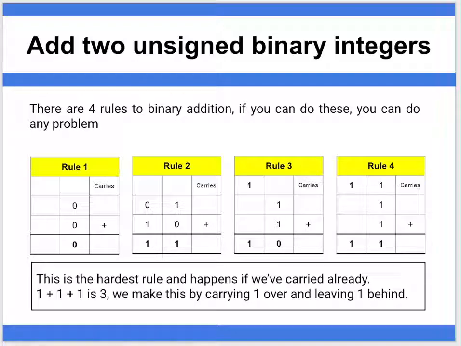So rule number one, if you have a 0 and a 0, then you have a 0. If you have a 1 and a 0, or you have a 0 and a 1, then you have a 1. And if you have a 1 and a 1, then you have a 0 carry 1. And if you have three 1s, so a 1, a 1 and a 1, then you have 1 carry 1. And this applies in any scenario we have with binary addition, and the rules always apply and return an accurate value.